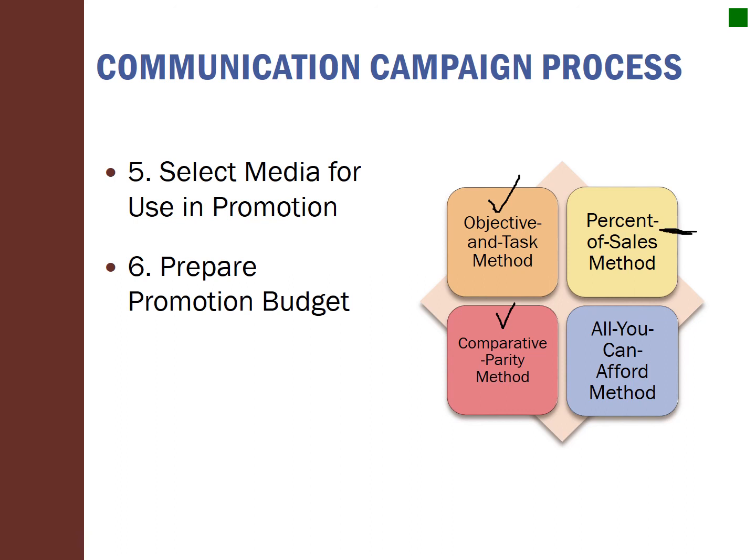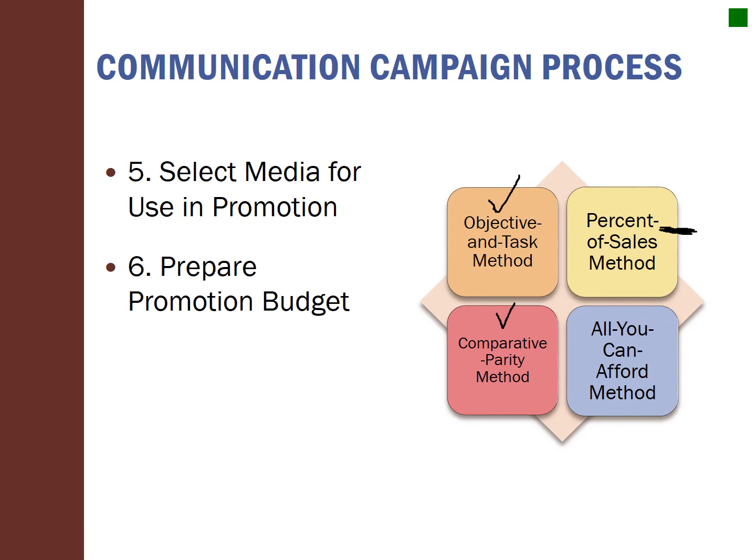Now, percentage of sales is a challenging one. So basically what we do is we forecast our sales for an upcoming period, and then we take a percentage of that and assign that to our budget for advertising. So we might project we're going to have $500,000 in sales this next quarter, and we might say, well, look, I want to take 10% of that and put it into advertising. And so 10% of sales will go into advertising.